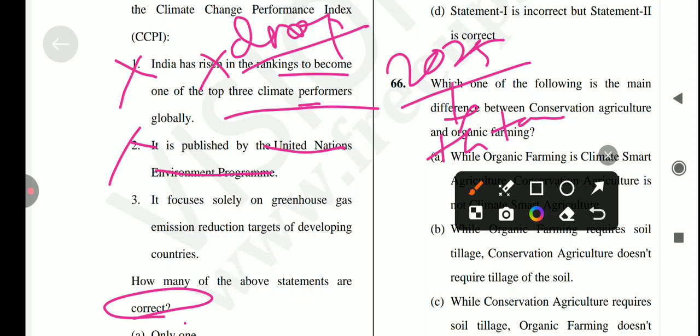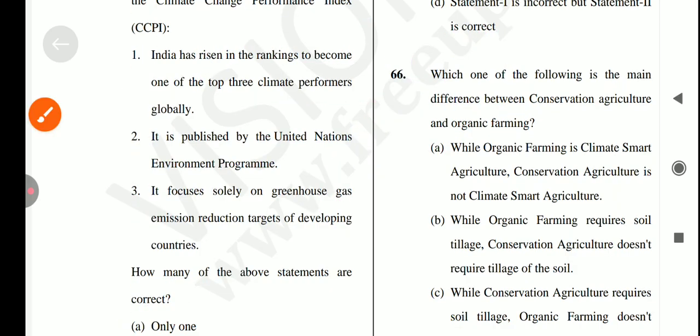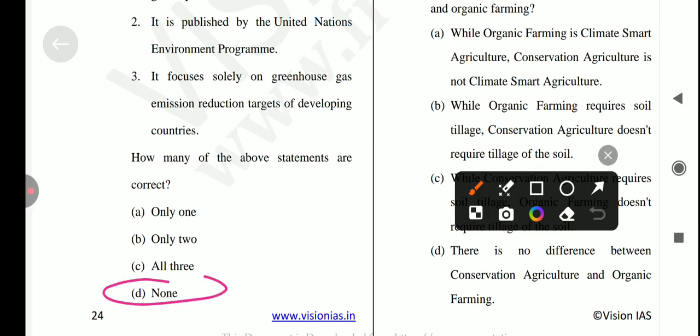Next is focus solely on greenhouse gases emission reduction targets for developing countries. Is it true? No, it's also an incorrect statement because अगर हम purpose की बात करते हैं, it tracks the progress of the world's largest emitters on emissions, renewable energy and climate policies, जो कि published हुआ था 2005 में. Okay, and so answer for this question is option number D. None of the above is correct.